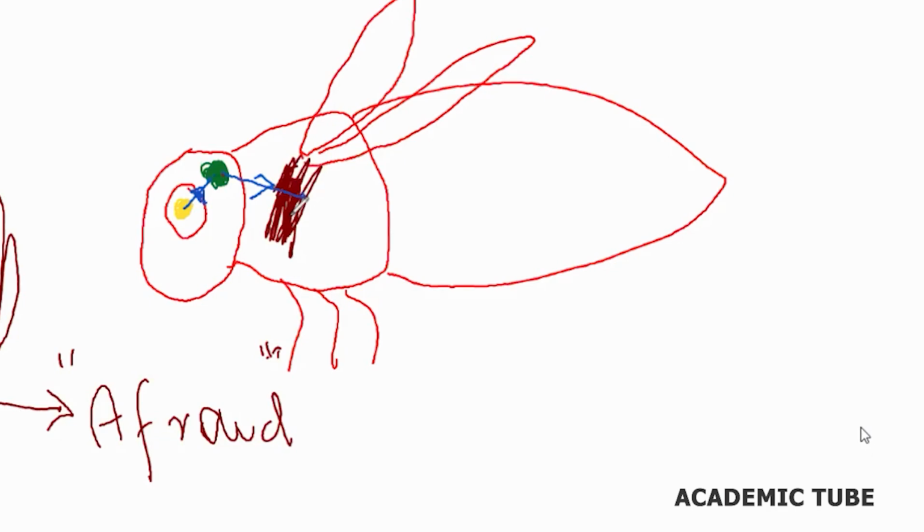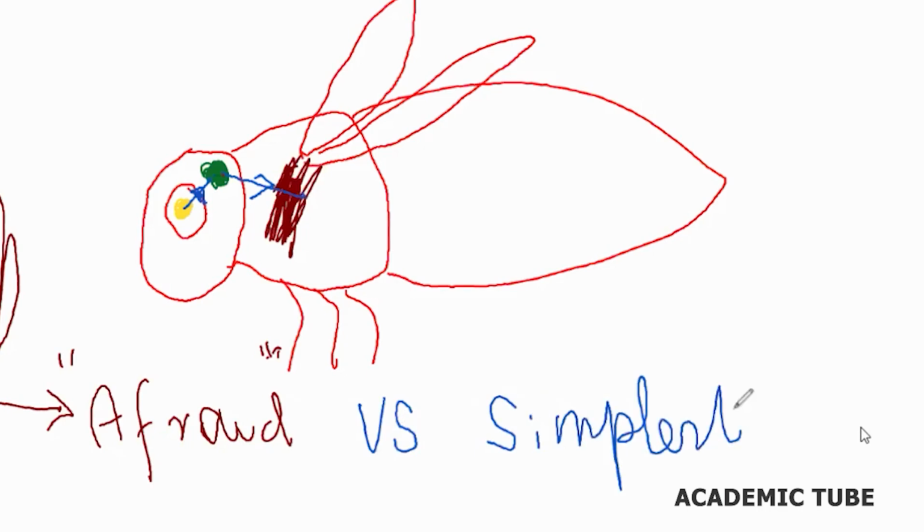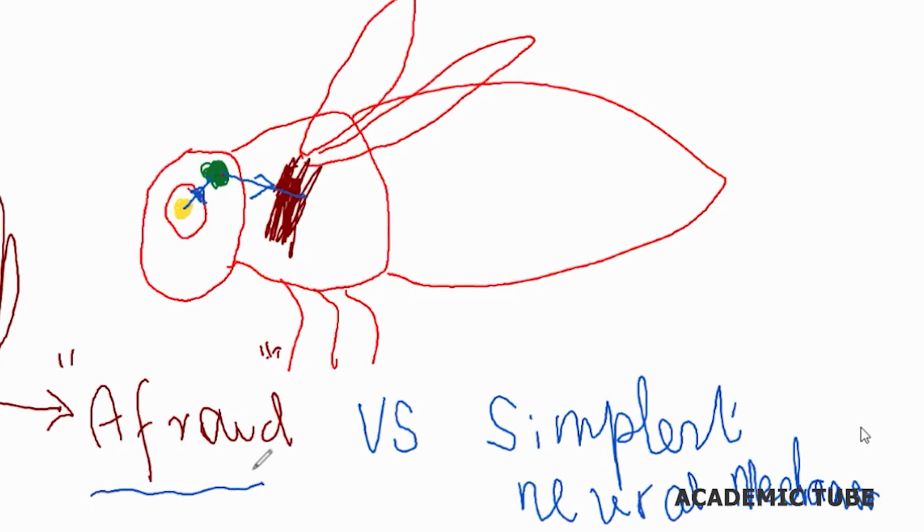So we have two concepts: afraid versus simplest neural mechanism. Afraid is a human conception. It's a very complex thing that occurs in our brain. Now the simplest neural mechanism I just explained to you. Of these two, according to Occam's razor, we should select the simplest neural mechanism. That is what Occam's razor says. That is what Morgan proposed.